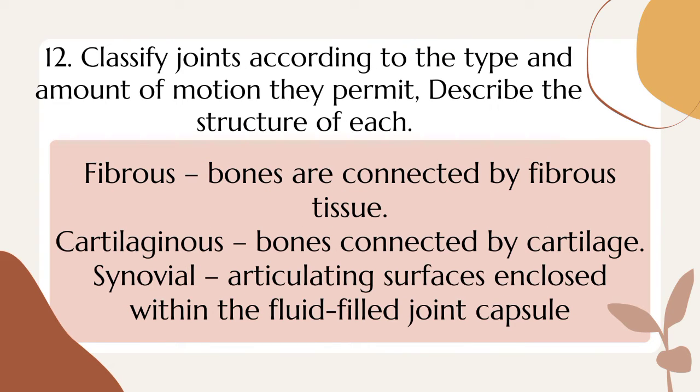Classify joints according to the type and the amount of motion they permit. Describe the structure of each. The first one is the fibrous. Bones are connected by fibrous tissue. The next one is the cartilaginous. That is where bones are connected by cartilage. The last one is the synovial. Articulating surfaces are enclosed within the fluid-filled joint capsule.